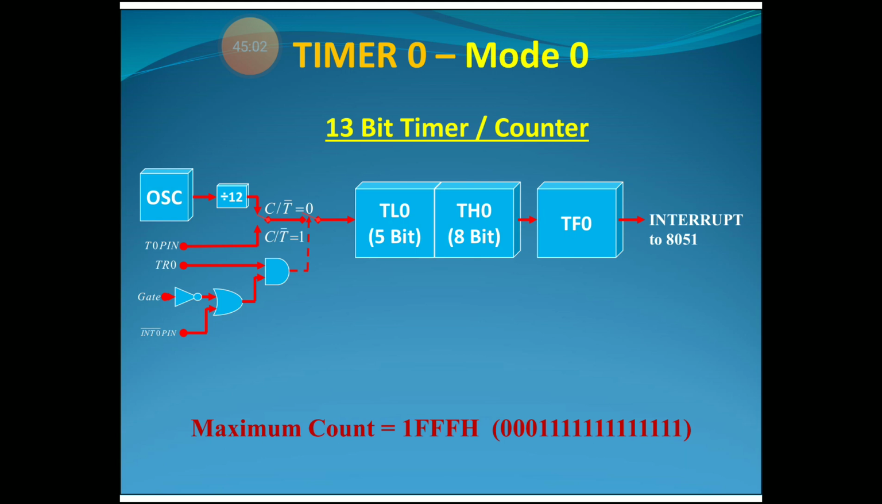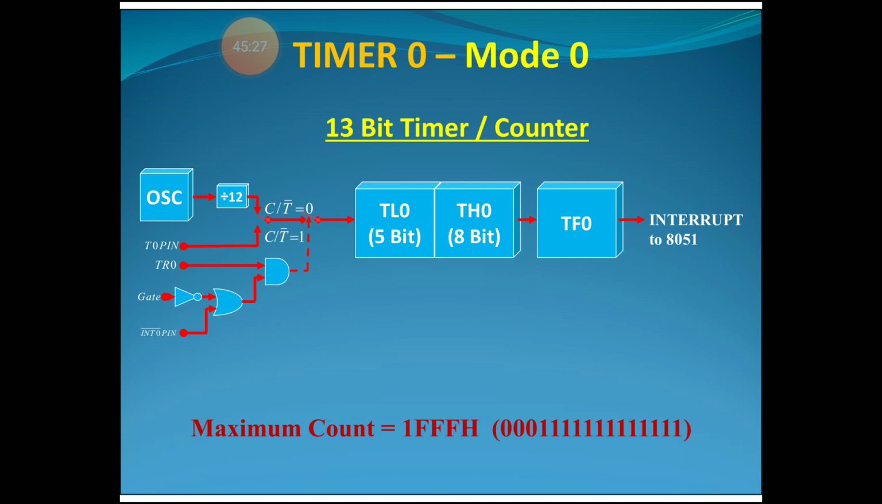So these clock pulses are given to the timer depending upon the C/T bar bit. If this bit equals 0, it receives the clock pulses from the internal source. Here the timer is used as a timing operation. If C/T bar equals 1, it receives the clock pulses from the external source by using the T0 pin.